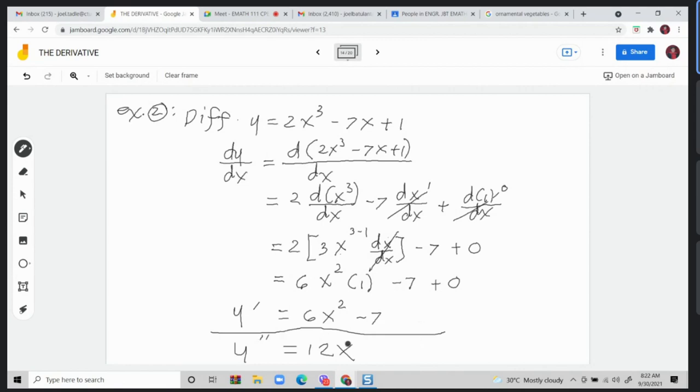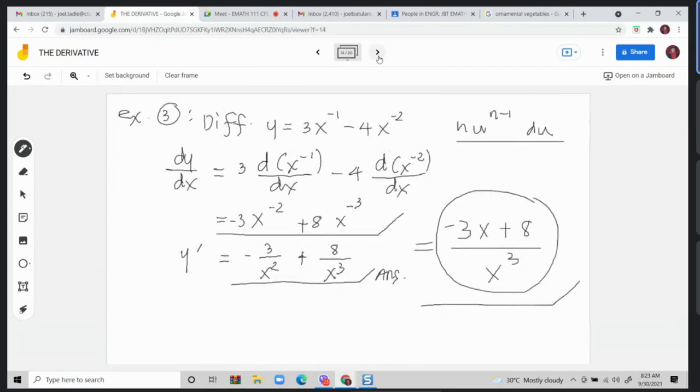What if we differentiate the answer 6x squared minus 7 again? The value we get is 12x, and that is the second order derivative, y double prime. But since the question only says differentiate, we only differentiate once. So our final answer is 6x squared minus 7. Okay, any questions? Did you get it? Yes, sir.